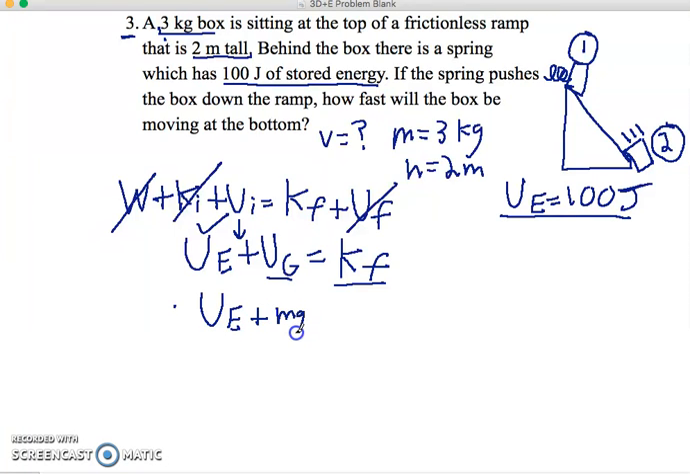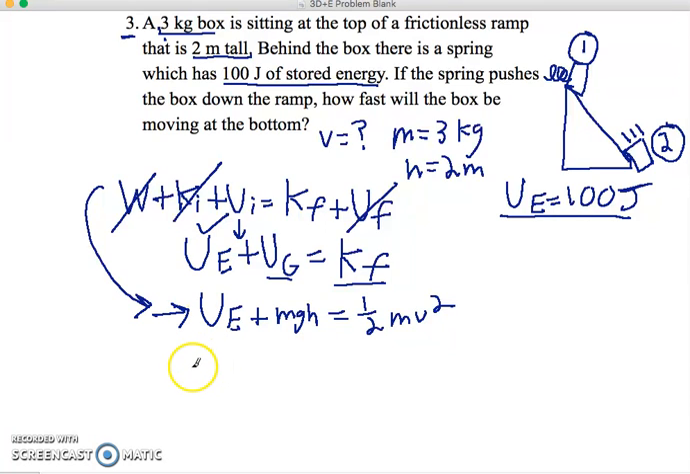UE plus mgh, the formula for gravitational potential energy, equals the formula for kinetic energy. And then we're going to plug into each thing. Once you hit this point, it's all just algebra and plugging in. The physics part is being able to get to here.